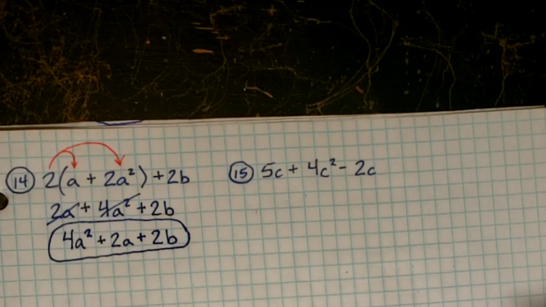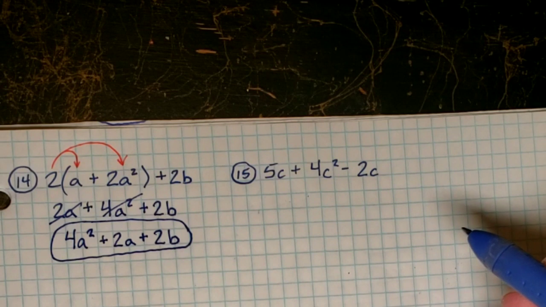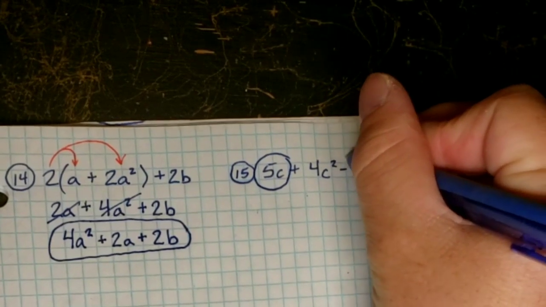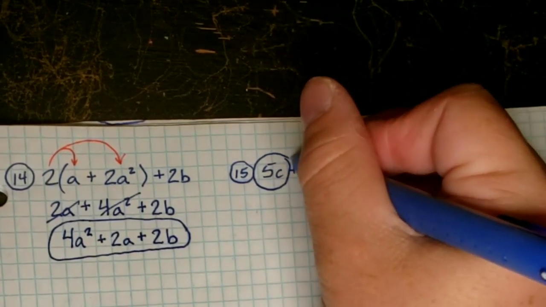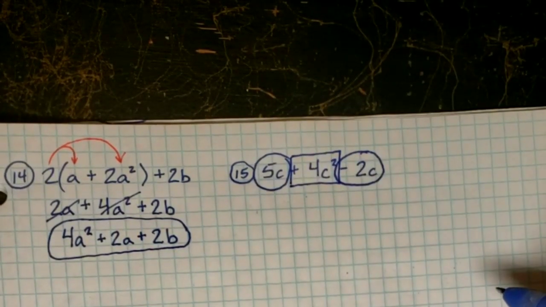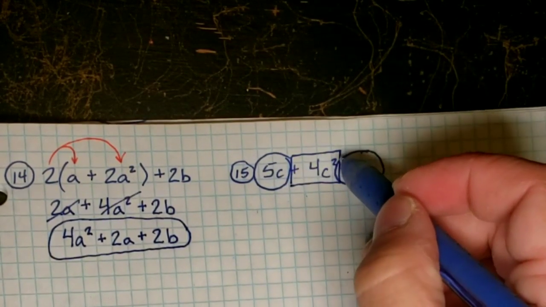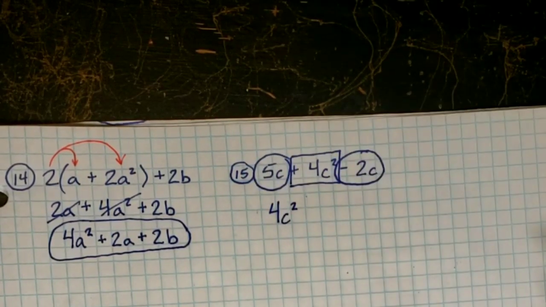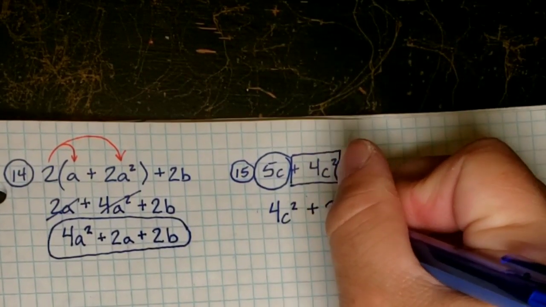Number 15, 5c plus 4c squared minus 2c. Of those, are any of them like terms? Yes, the 5c, and again, make sure you get the symbol in front of it, the negative 2c are like terms, and the positive 4c squared doesn't have anybody, right? But which one should happen first? All right, we got c and we got c squared. You want to start with your biggest exponent. So the first one should be the positive 4c squared. And then 5c minus 2c would leave positive 3c.